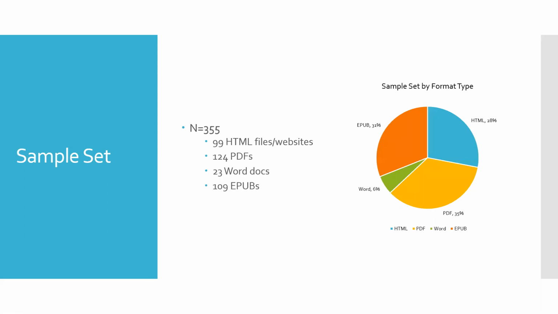In terms of results, as Teresa said, we had 355 books that we ended up using in our sample set. This is the breakdown of what they were by format. 99 of those were HTML files or websites that you could read online. 124 were PDFs, 23 were Word docs, and 109 were EPUBs. When things were available in multiple formats, we tended to evaluate the HTML or EPUB versions first. If all they had left was PDF or Word doc, that's what we moved to.